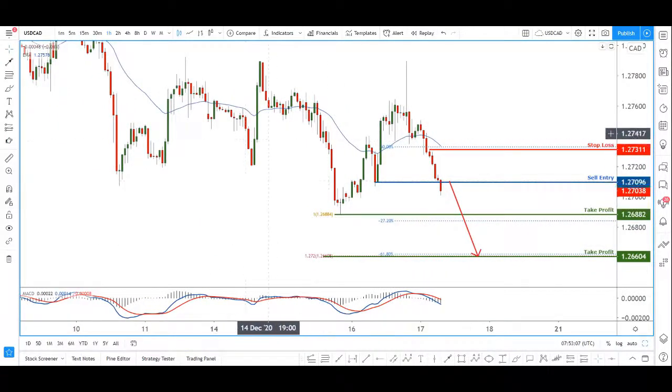The indicators on the 1 hour also show further bearish downside. Price is below the moving average. MACD is starting to cross below zero, showing a build-up of bearish momentum.